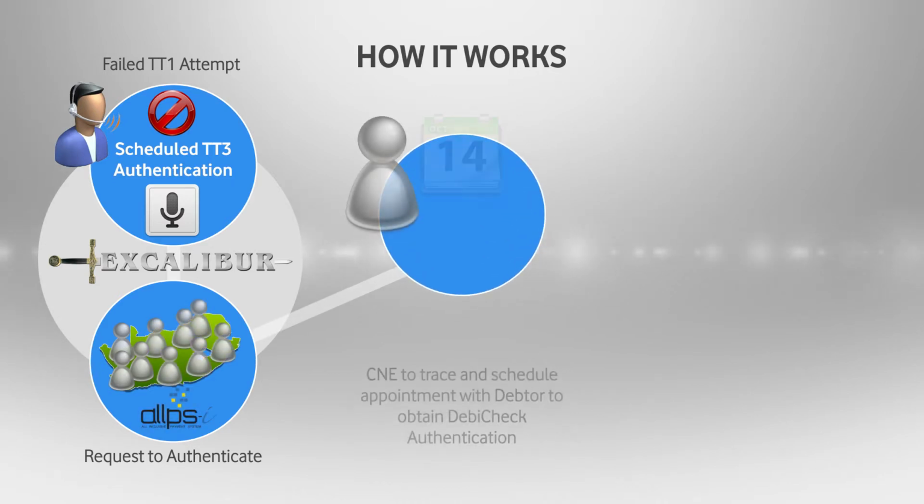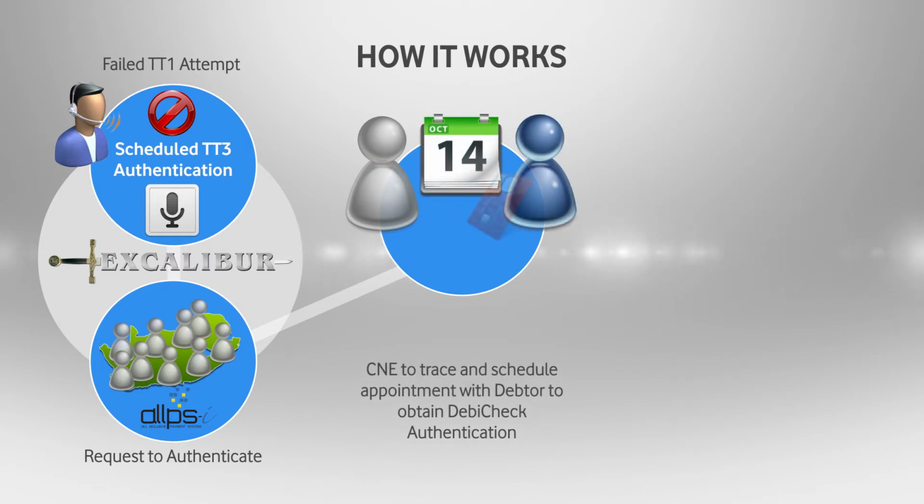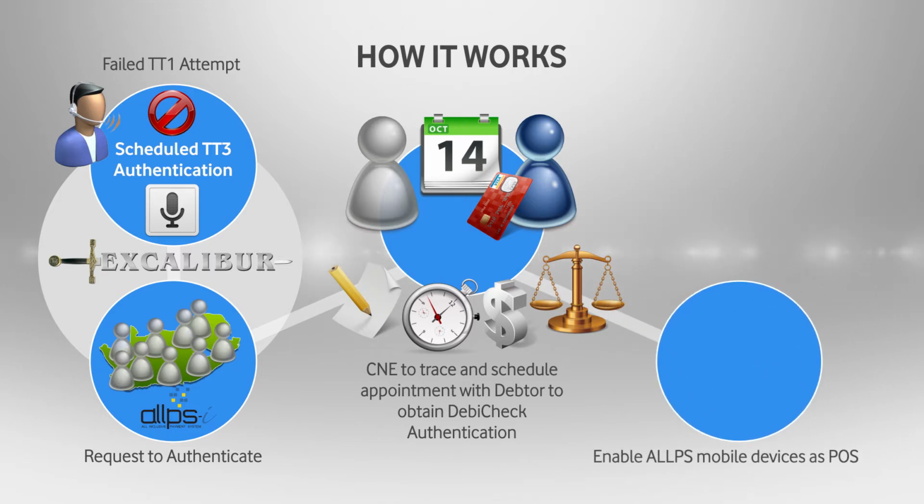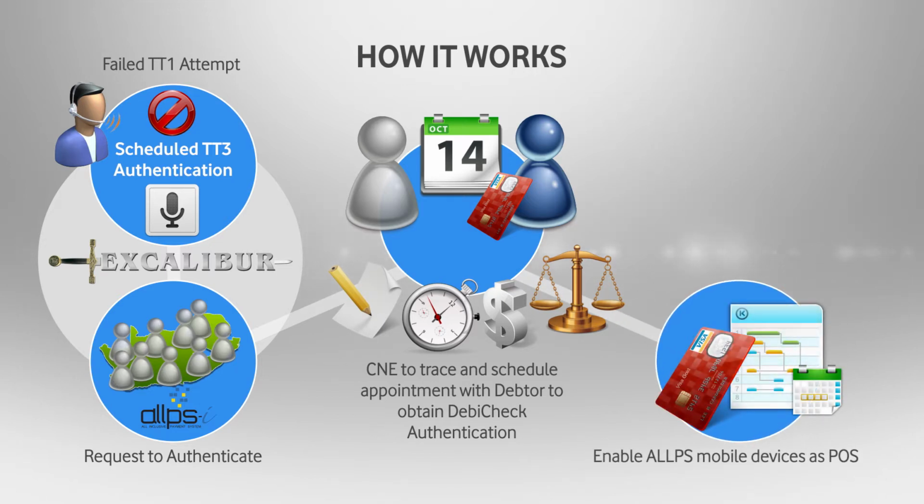The CNE will be required to trace and schedule an appointment with the debtor to obtain the DebitCheck authentication and, if required to do so, have the paperwork signed within a defined time period and at an agreed-upon rate. It is important to consider that with the envisaged changes to the Prescription Act, an explicit written acknowledgement of the debt will be required over and above a payment made by the debtor to suspend prescription. The ALPS mobile devices can also be enabled for point-of-sale debit and credit card purchase transactions, meaning account settlements can also be facilitated through the same device that is used for authentications.